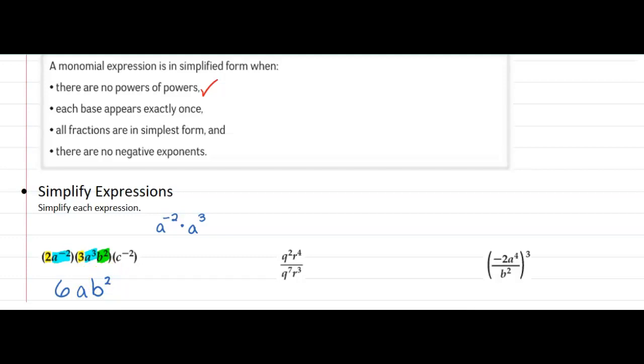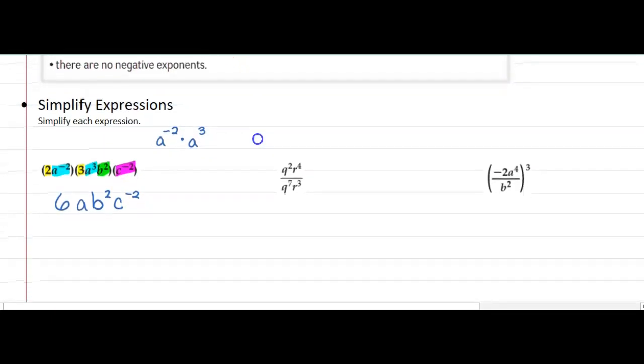And finally, I'm going to look at terms that have c for a base. C to the negative 2. All right, so let's take a look at our checklist. Each base appears exactly once. Good. All fractions are in simplest form. I don't even have any fractions. Good. Uh-oh, there are no negative exponents. I have a negative exponent.